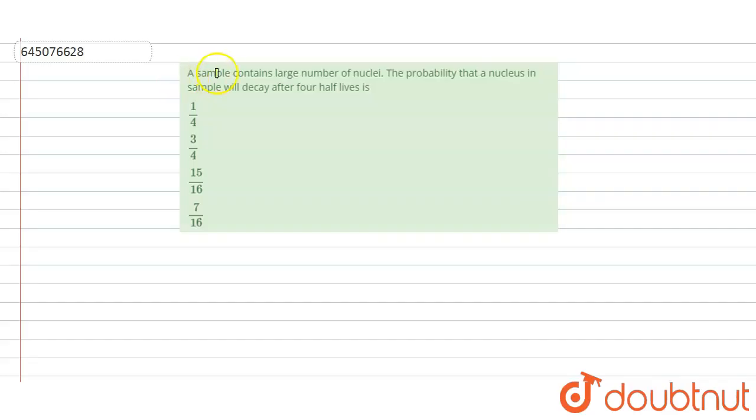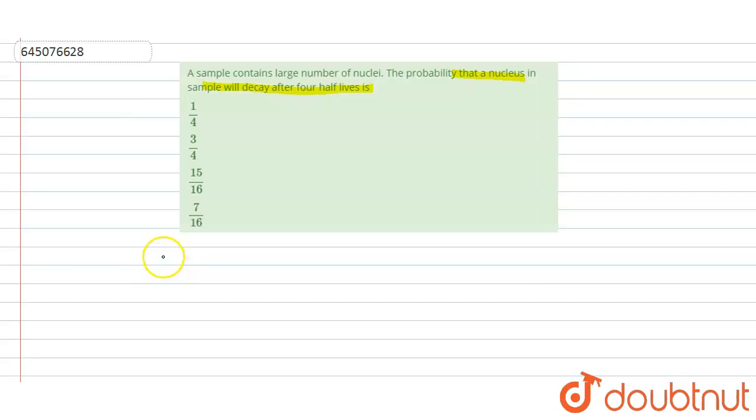Hello everyone, let us solve this question. The question says a sample contains large number of nuclei. The probability that a nucleus in the sample will decay after 4 half-lives. Now in this question we have given that a sample contains large number of nuclei and we have to find the probability that some nucleus will decay after 4 half-lives.